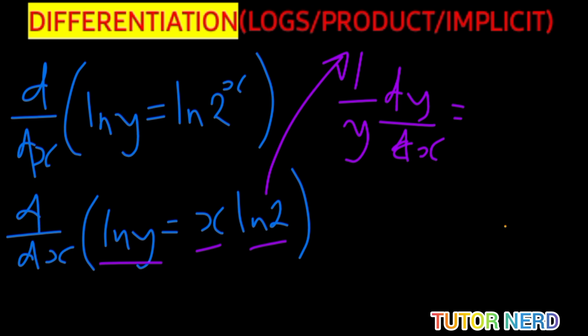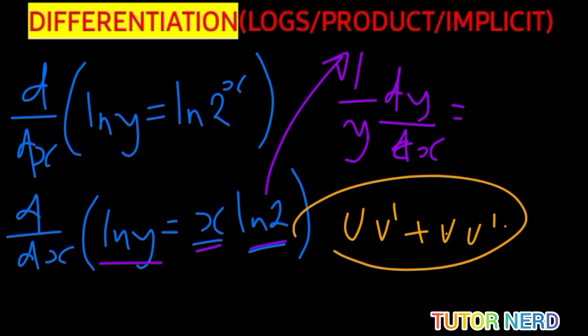I'm going to get this one as my u and this one as my v. Also, that formula, you can even write it the way you want. We know that addition is commutative, so whether I say u v prime plus v u prime, it doesn't matter. You're going to get the same answer. The arrangement here doesn't matter.